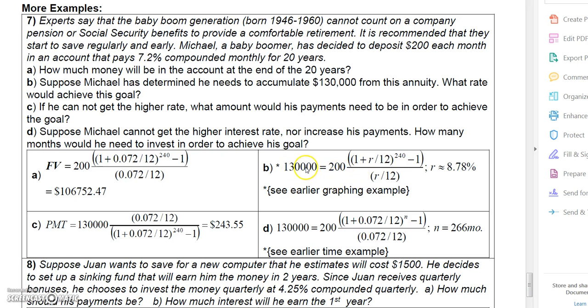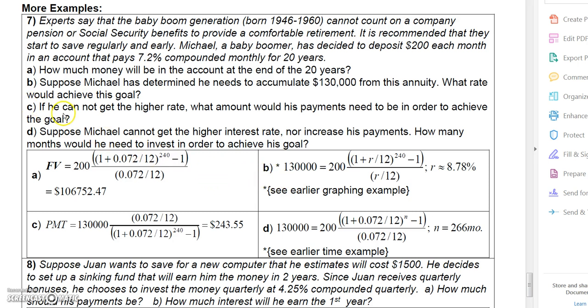And then you can solve this like I did before. You can divide both sides by 200, and then you can graph the left-hand side and graph the right-hand side, and then find where the two graphs intersect. And I got 8.78% to the nearest hundredth.